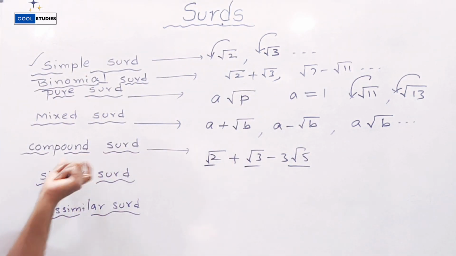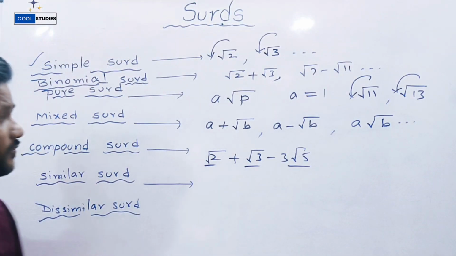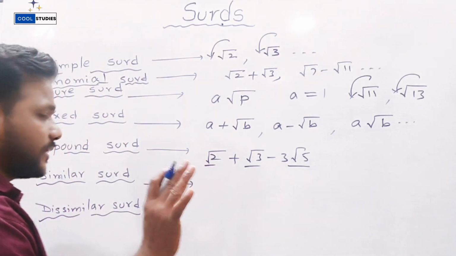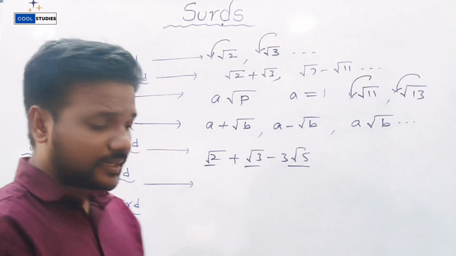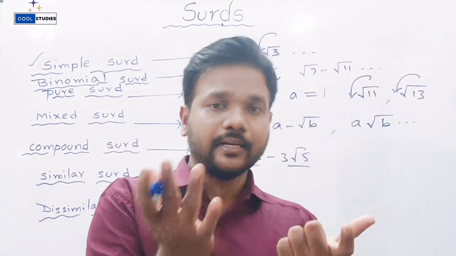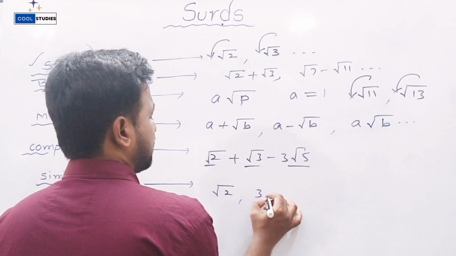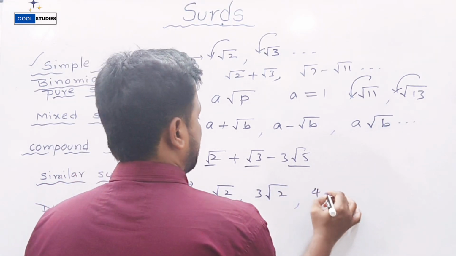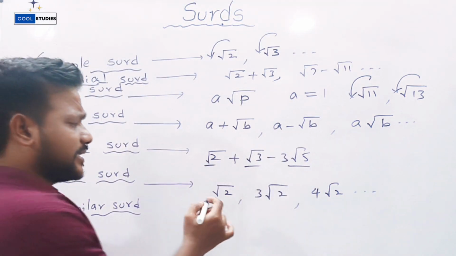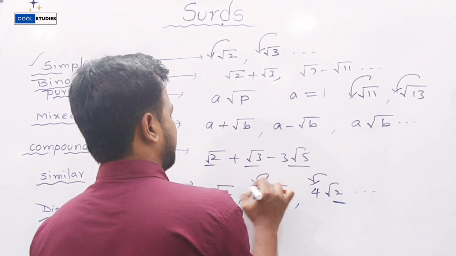Next one, similar surd. What do we call a similar surd? Similar surd means the surds are the same but their multiples are different. Let us write root 2, 3 root 2, 4 root 2 and so on. If you observe, the surds are the same but their multiples are different.